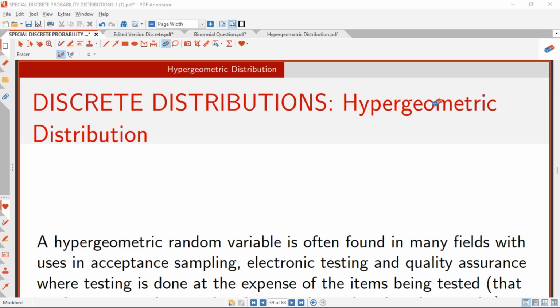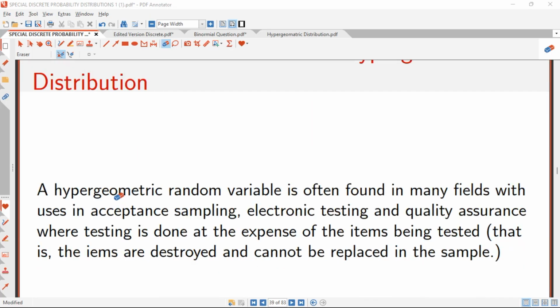Today we are going to discuss what is termed the hypergeometric distribution. A hypergeometric random variable is often found in many fields, with uses in acceptance sampling, electronic testing, and quality assurance, where testing is done at the expense of the item being tested.